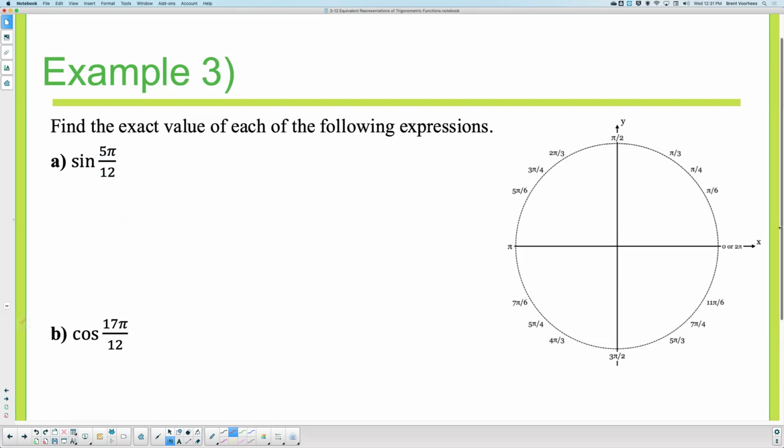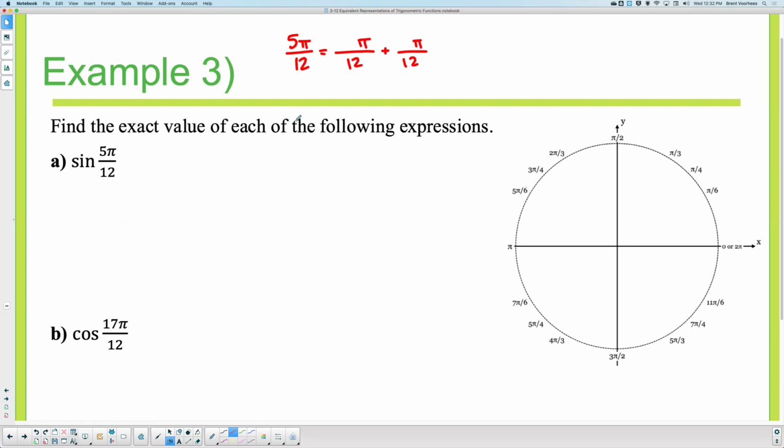Here's what you do. You take your value and you put it by pi over 12. You take your input, and we're going to rewrite our input as two different inputs of pi over 12. And here are the rules. You're going to pick two different numerators. Number 1, they must add up to 5. And number 2, they must be able to reduce with 12.